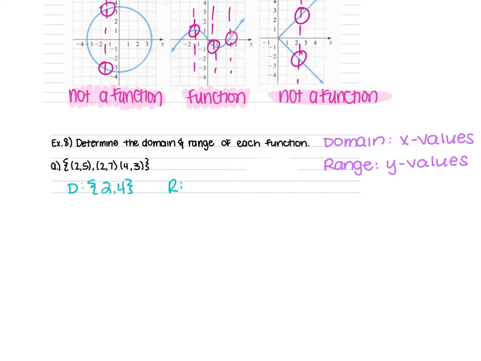Your range are your y values. So that's the 5, the 7, and the 3. Again, these should be in order from least to greatest, from left to right. So we're going to have 3, 5, and 7.